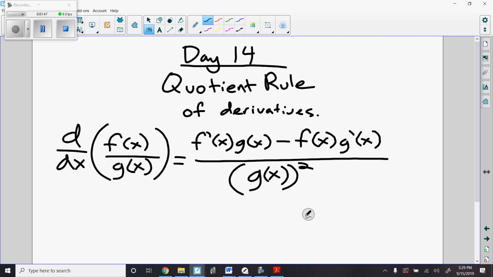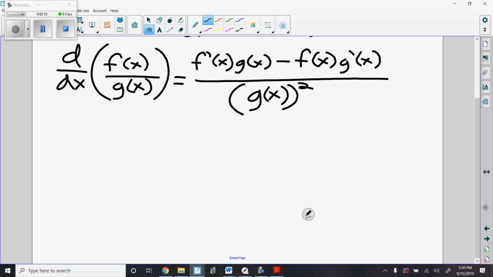By the way, just a little notation thing. Squaring the function g of x can also be written like this. Those mean the same thing. Usually, to write it with a few less parentheses, a simpler way to write it is g squared x. So let's take a look at a couple of examples here.